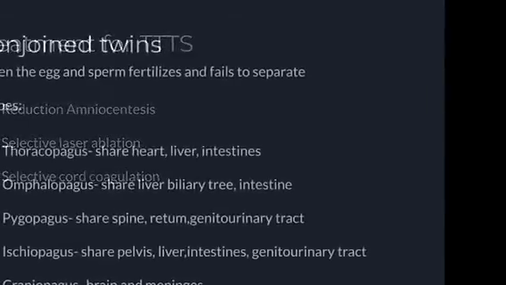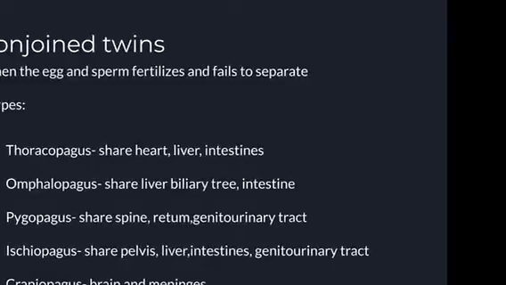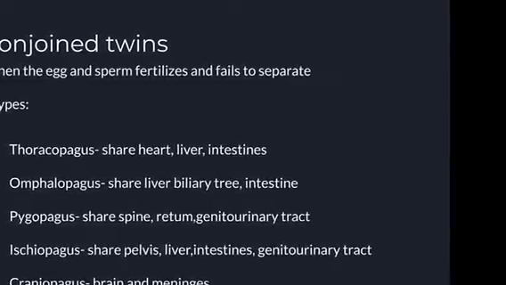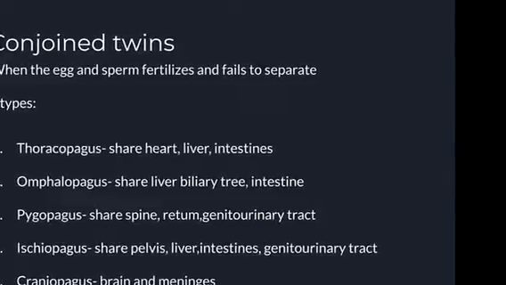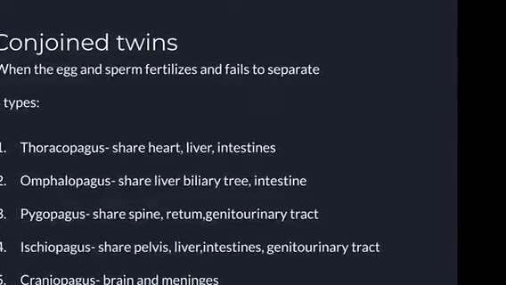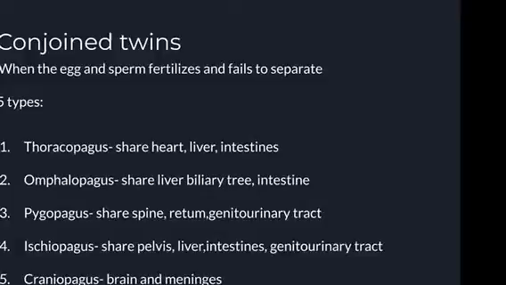The next thing we are going to talk about is the types of conjoined twins. Conjoined twins happen because after one of the eggs and sperm fertilize, they start to separate but never fully do. There are 5 types of conjoined twins.